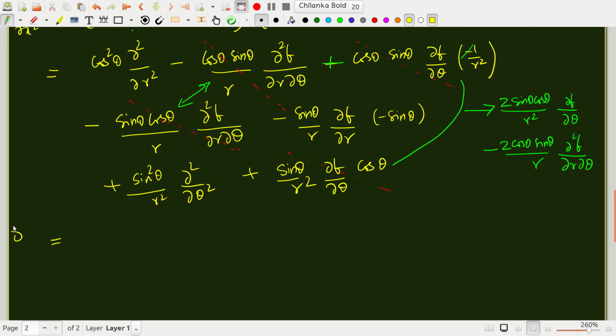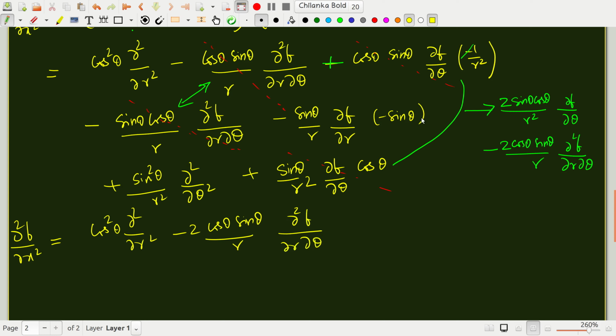So, this is partial squared f by partial x squared is cos squared theta partial r squared, okay, minus 2 cos theta sin theta by r partial squared f by partial r partial theta, and then you will get this term plus 2 sin theta cos theta by r squared partial f partial theta plus, then you will get sin squared theta by r squared partial theta squared.